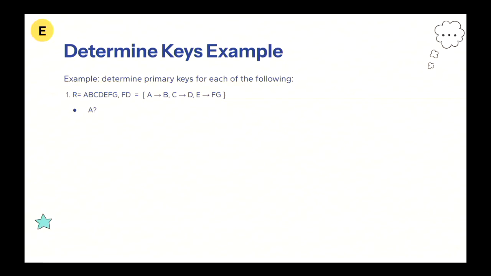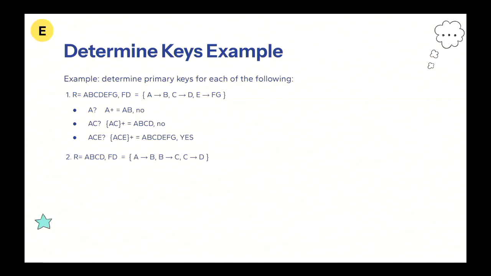So let's think step by step. Actually, all the dependencies should be coming from the left-hand side, because keys should determine the rest of the values. Is A a key here? No, right? Because the closure of A is AB. So it is not a key. What about AC? Also no, right? What about ACE, the answer? Yes, because the closure of ACE equals R, the entire set of attributes of the relation. So we should always try to grab the keys from the left-hand side of the functional dependencies, and we can think step by step and go through all the possibilities.